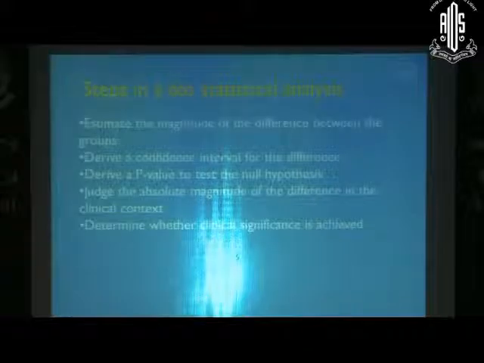The second part of the study should be to derive something called a confidence interval. So if you have found a difference between an old therapy and a new therapy, the next step is to find out the confidence interval. The term I will explain later. The third thing is to find out something called a p-value. The fourth thing is to judge the absolute magnitude of difference.